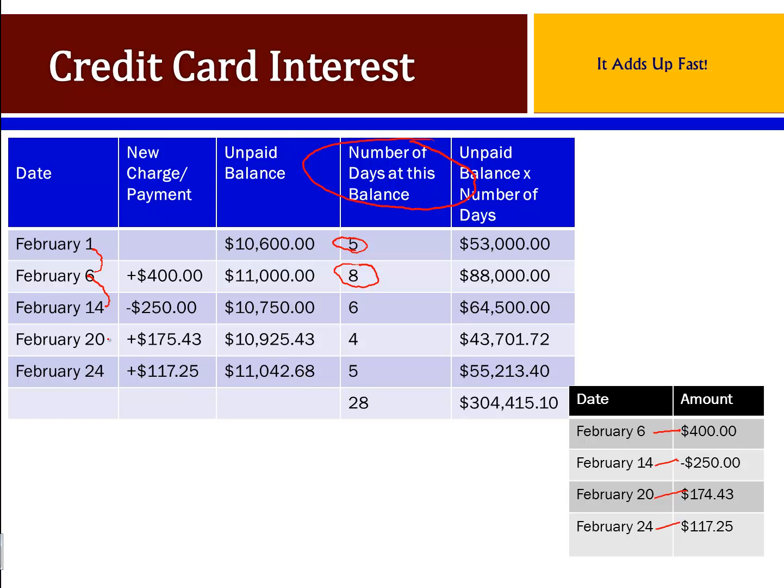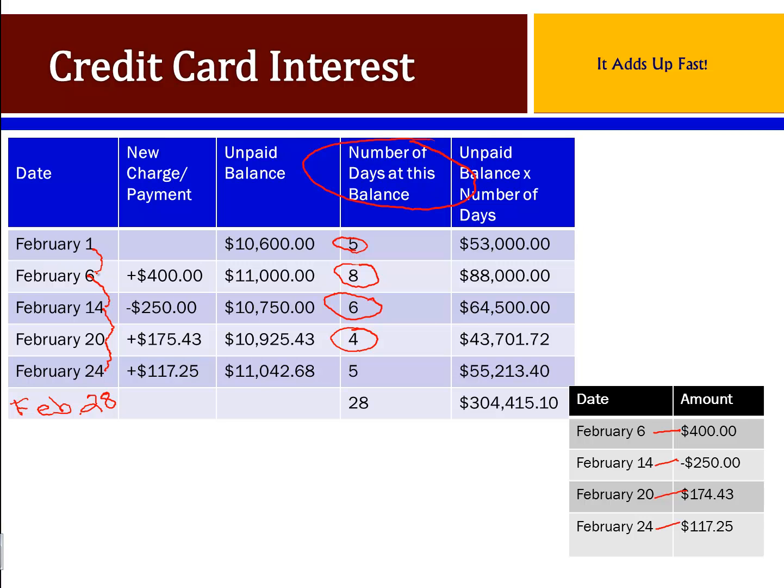From the 14th to the 20th, that's 6 days. Now remember, it's actually from the 14th to the 19th, but we can subtract to find that number of days. And from the 24th to the 20th is 4 days. Now you have to be really careful here, because from the 24th to February 28th, which is the end of the month, it's not 4 days, it's 5 days, because we actually count the 28th.